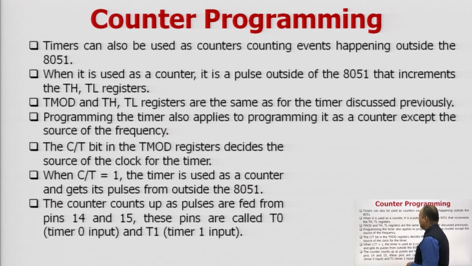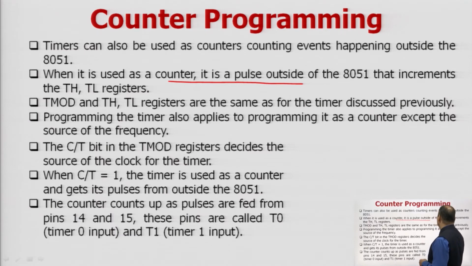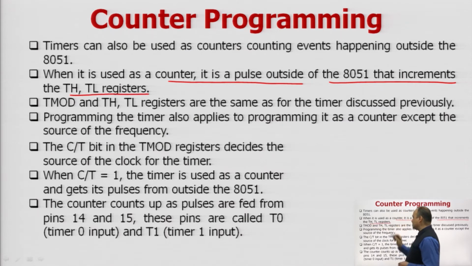Next is the counter programming. Timer can also be used as a counter for counting events happening outside the 8051 microcontroller. So the timer can be used for counter programming. When it is used as a counter, it is a pulse from outside the 8051 that increments the TH and TL registers. So it will receive the pulse from outside the 8051 and keep incrementing the value of the TH and TL registers.